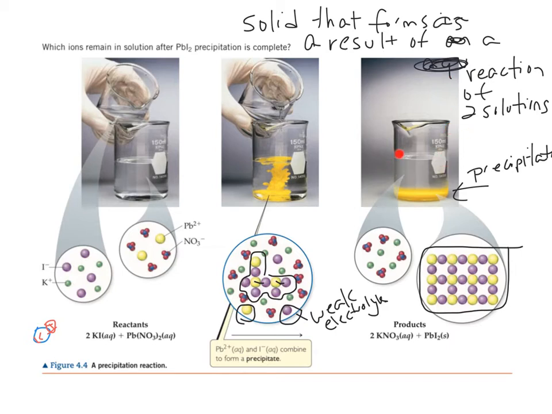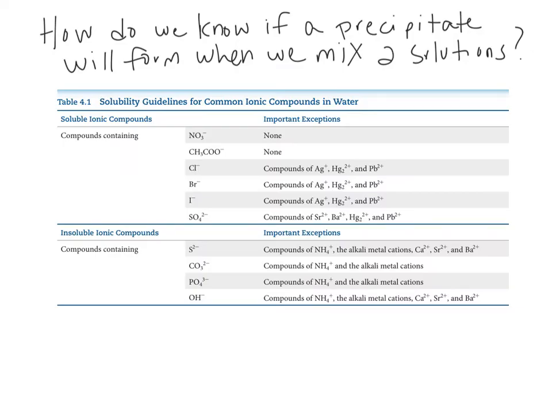The other thing you have in the clear part here are the ions that did not react. You have some of the nitrates and the potassiums. They did not react, so they're still floating around, and you can use your brain to imagine them surrounded by water molecules, each one of them. So, how do we know if a precipitate will form when we mix two solutions? We know because scientists before us have done many experiments and written down their results.